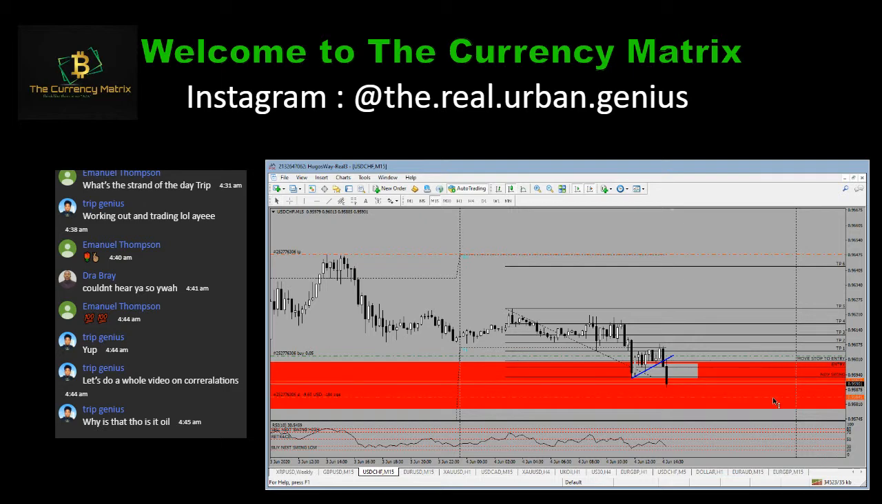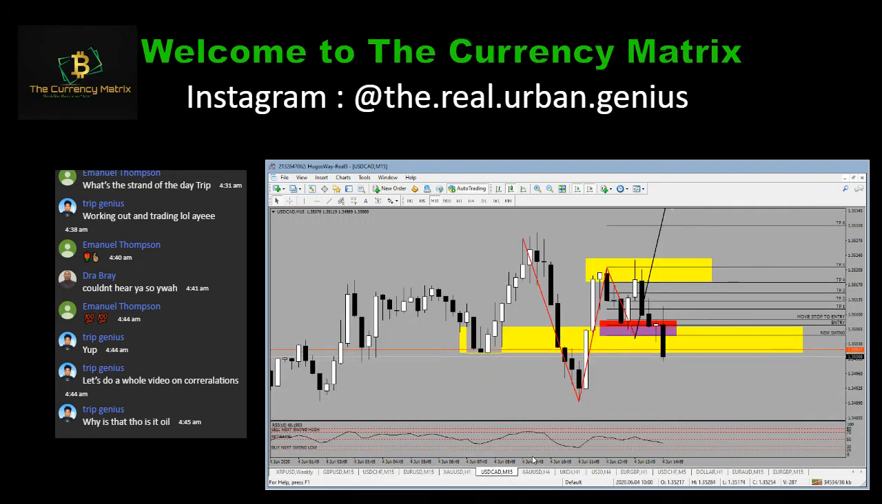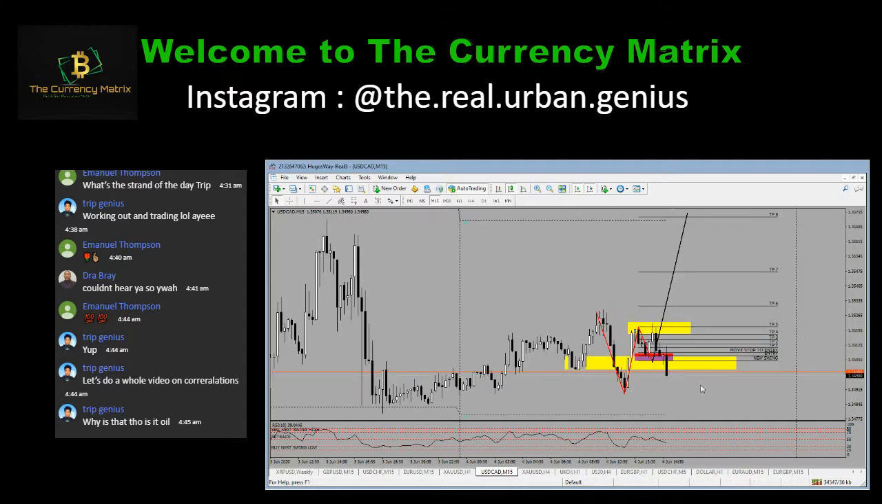So let me go ahead and put that one. This is for USD CHF at 95.8 flat. Is my stop loss on USD CHF. My USD CAD was taken out, but this pattern is still valid.